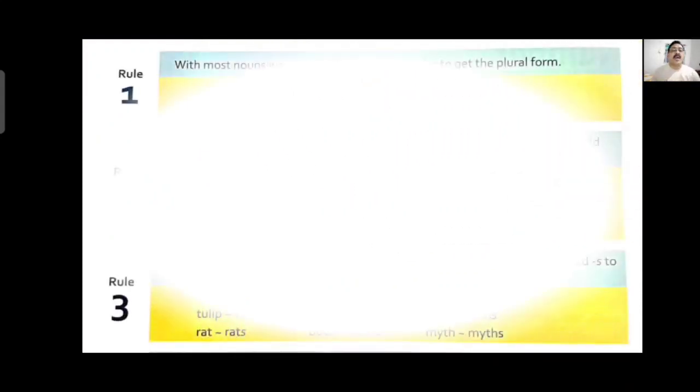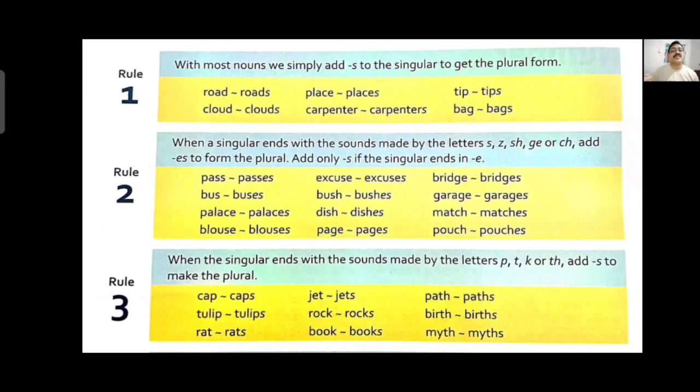Now, how do we generally change singular to plural? Rule number 1. With most nouns we simply add S to the singular to get the plural. In most cases, when we just apply S to the singular noun, it changes into plural noun. Road, roads; cloud, clouds; place, places; carpenter, carpenters; tip, tips; bag, bags. They change from singular to plural.